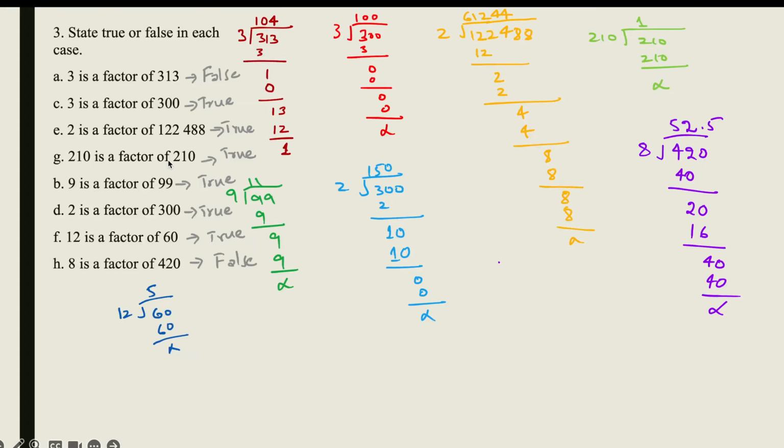Is 210 a factor of 210? Yes, it is. It is the number itself. So 210 multiplied by 1 is equal to 210, giving us no remainder. So it is a factor.